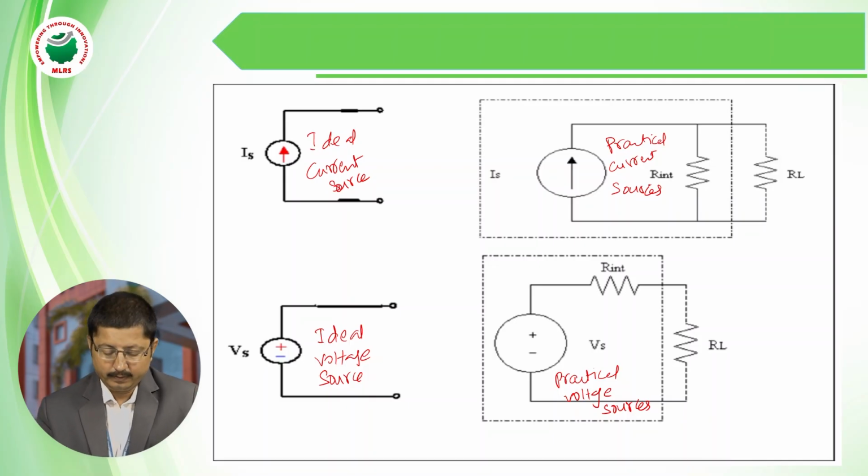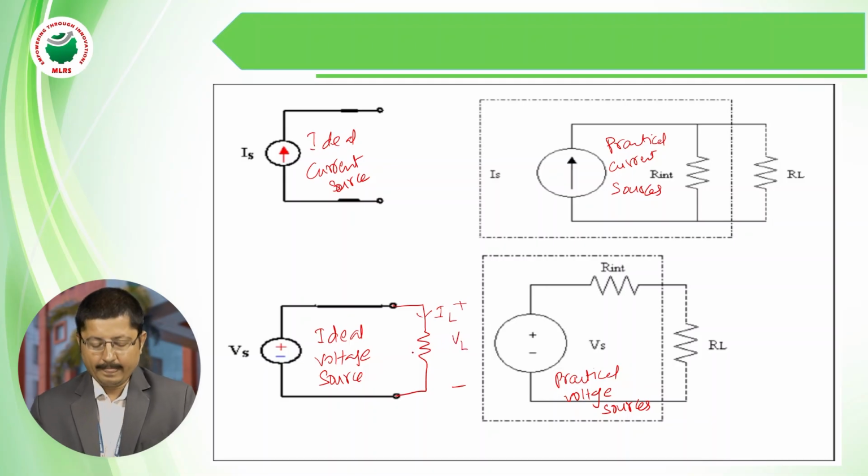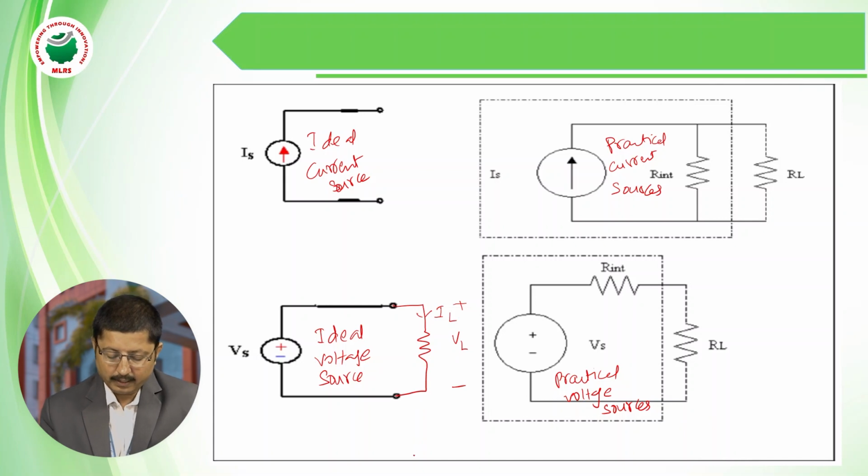So here, if you connect one load to these two terminals, we can see the terminal characteristics of this ideal voltage source. The current that flows to this load is IL, and the voltage across this load element is VL.